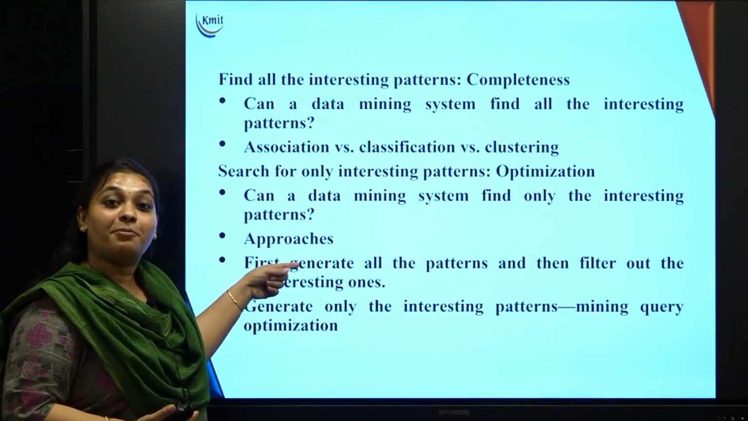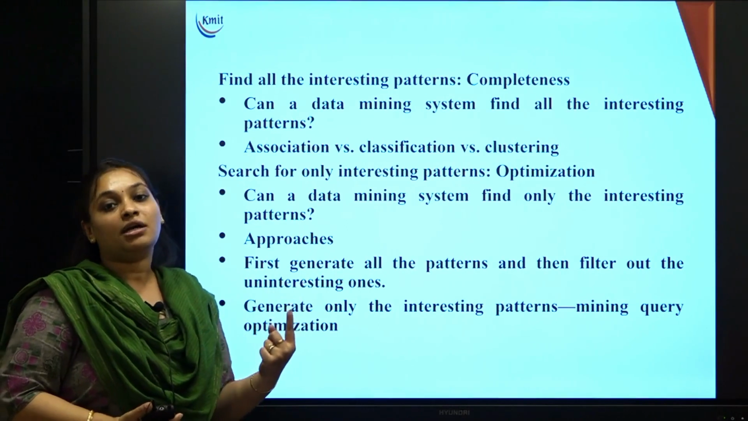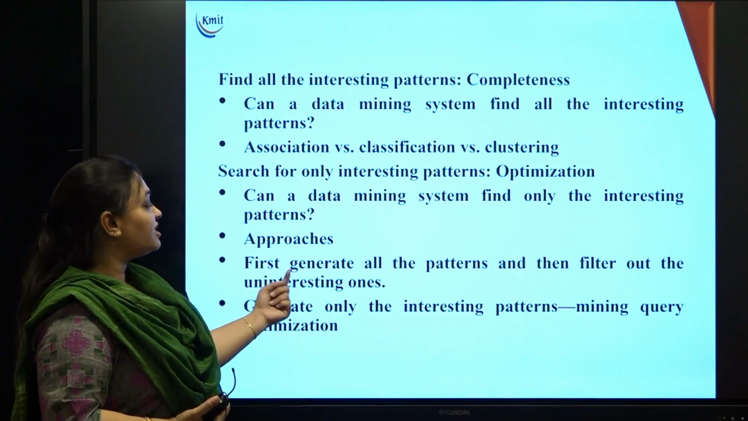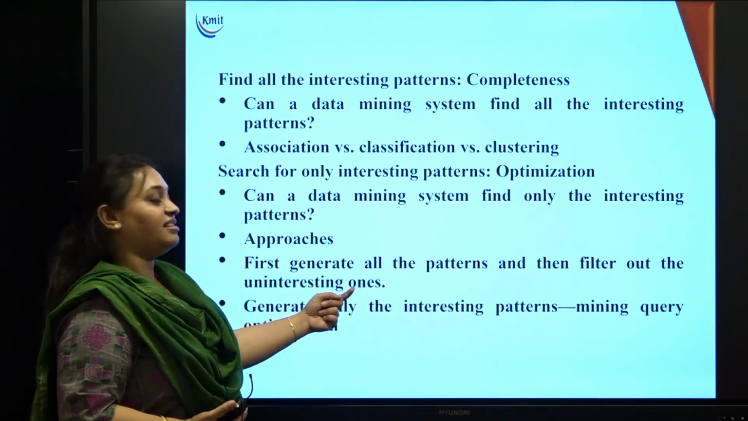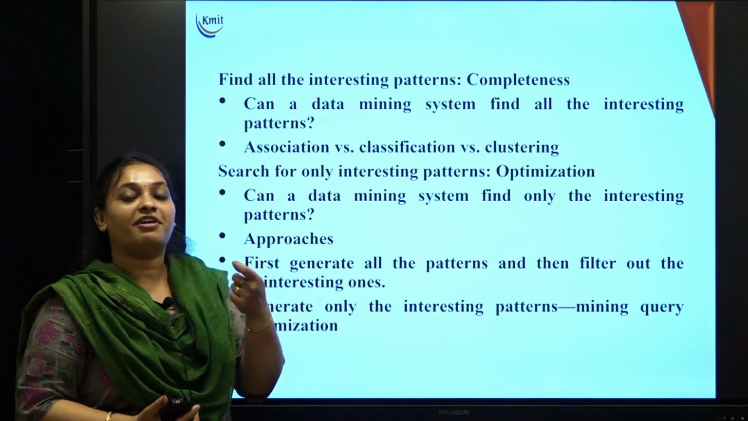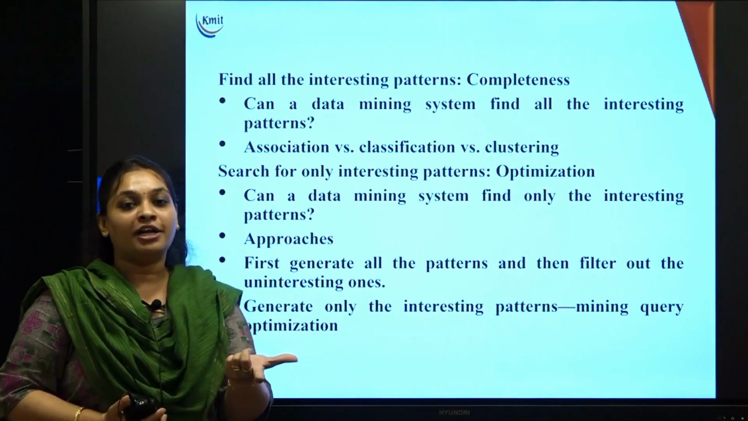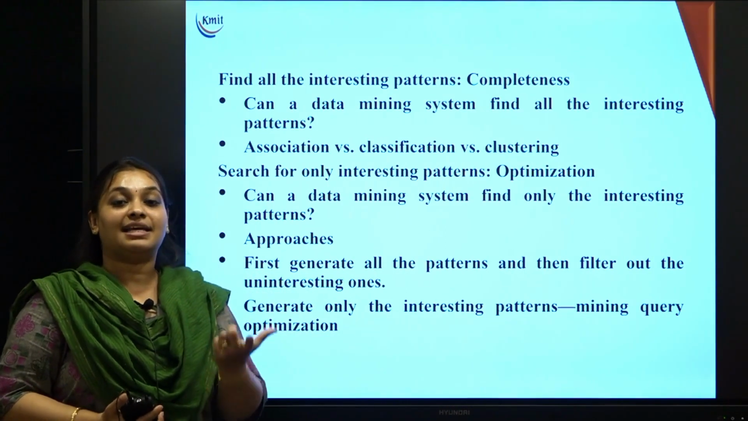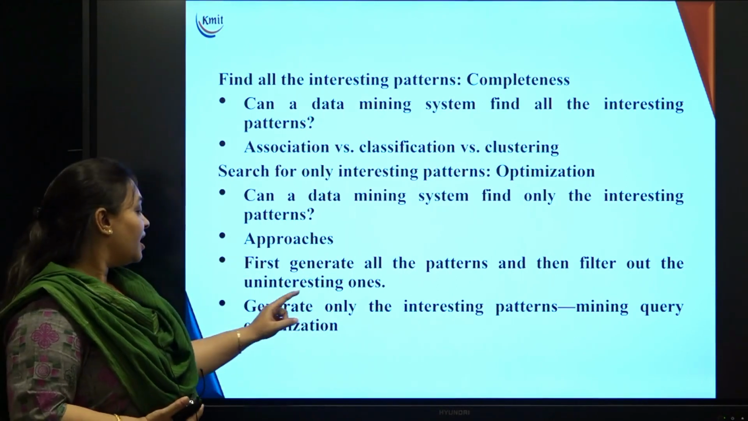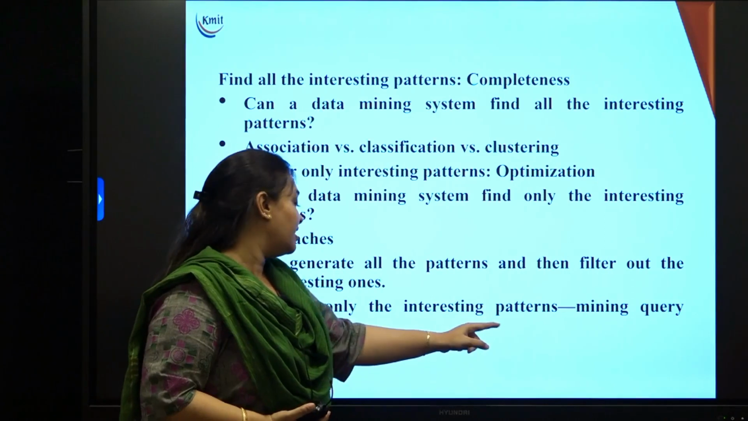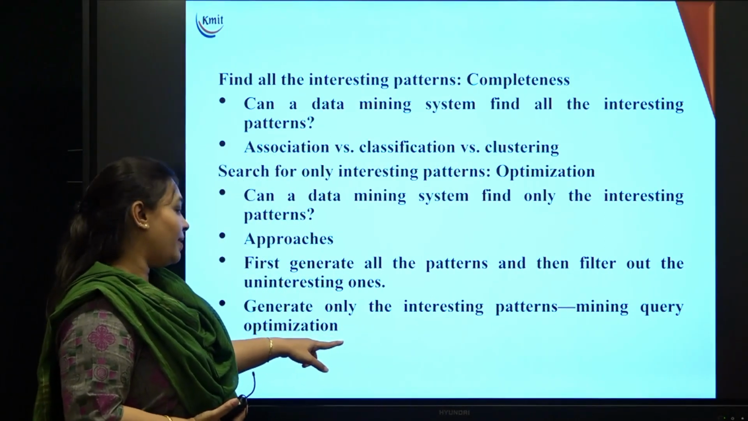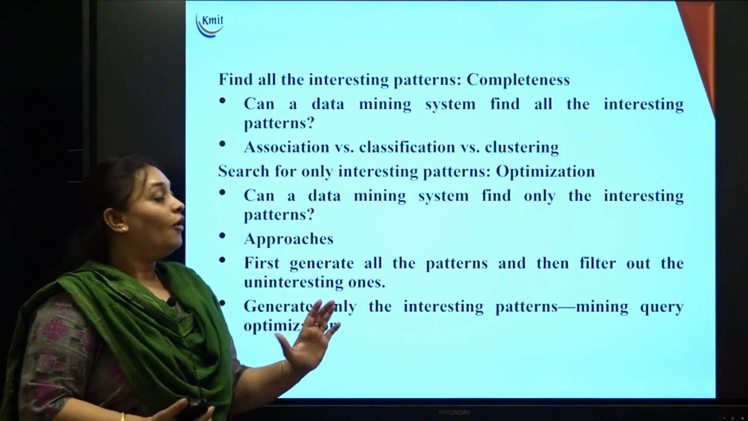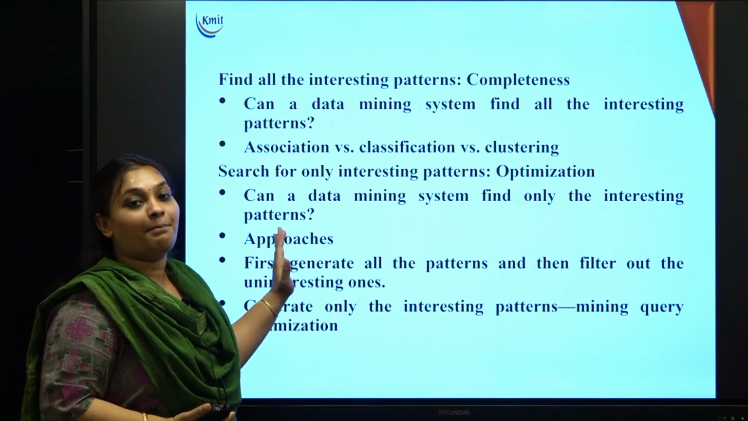Next, approaches. Yes, my approaches are different. I may go to different stores where my product is available, and from those stores I'll buy the product. Next, first generate all the patterns and then filter out uninteresting ones. Yes, that is the other option. For example, I want to buy a mobile. I walk into a mall, search for different mobiles, and from that I select only the one I want. Next, generate only the interesting patterns: that is nothing but mining query optimization. Out of all this, I'll select only one, the mobile which I liked. So overall, this is nothing but interesting patterns. Thank you.